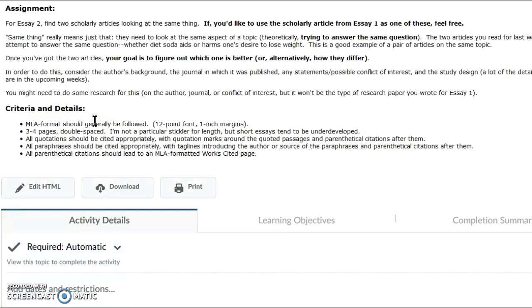Okay? So the goal of the essay, again, is to figure out which one is better, or alternatively, how do they differ? In other words, how did they come to the conclusions they came to? If they come to exactly the same conclusion, well, that's not a huge surprise. But if they come to even slightly different conclusions, we need to think about why. And that's the goal of the essay.